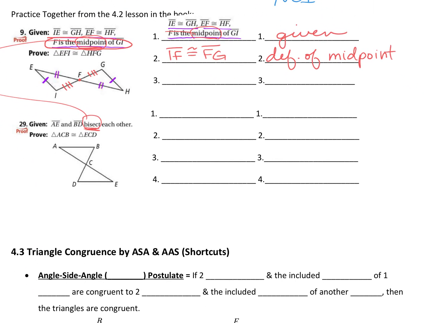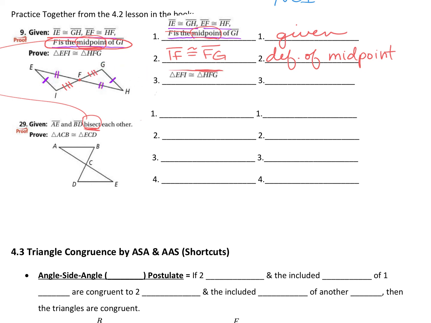Are you tracking with me? Is this making sense? Okay, now they asked us to prove the triangles congruent. Have we done that? Do you have enough information right now to say those two triangles are congruent? What? SSS. You have the three sides of the one triangle matching up with the three sides of the other triangle.